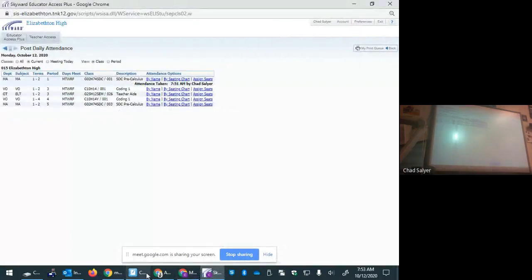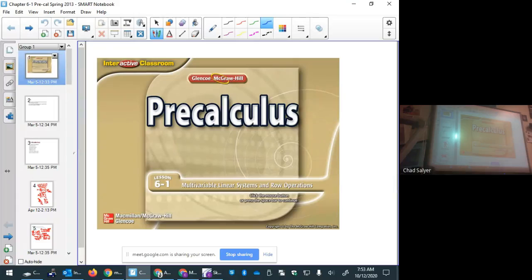Okay, so chapter 6, part 1. Chapter 6 is about matrices and linear and nonlinear systems. For most people, this is kind of a breath of fresh air after the challenge of chapter 5. But that's not to say it's easy. It's still pre-calculus. So, multivariable linear systems and row operations.